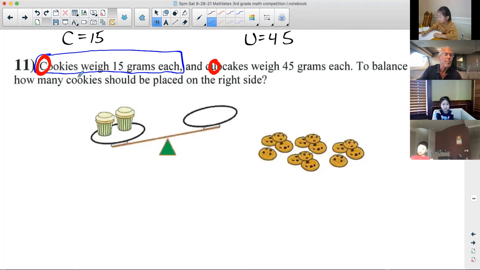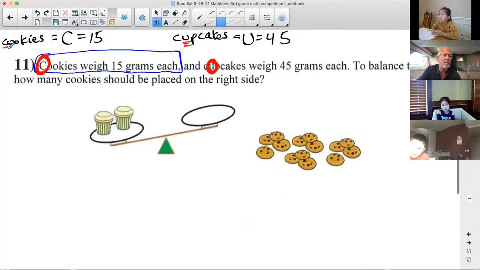That's C for cookies. And I'm even going to write the word cookies and U for cupcakes. And then just because I like to underline letters, I'm going to underline the C in cookies and the U in cupcakes. Now, what do you think I should draw on top of each cupcake? What number do you think I should write there? Go ahead, Catherine. 45.